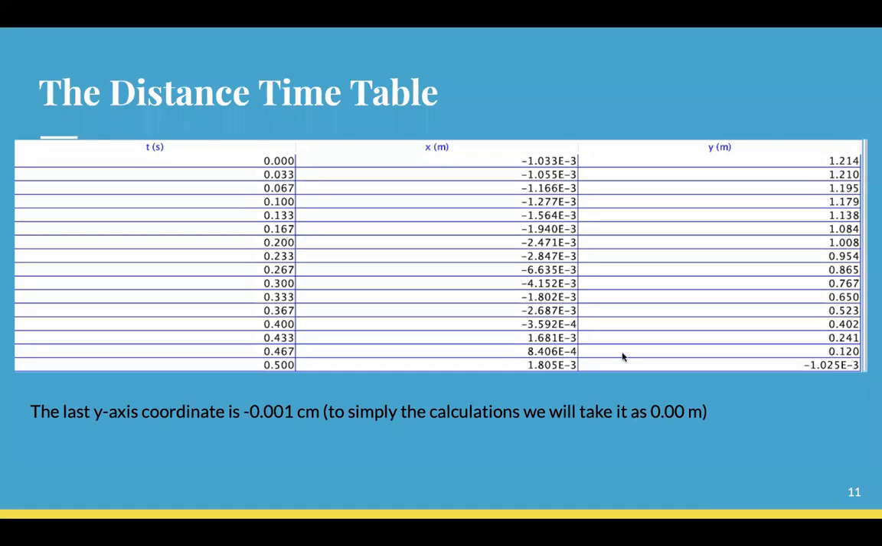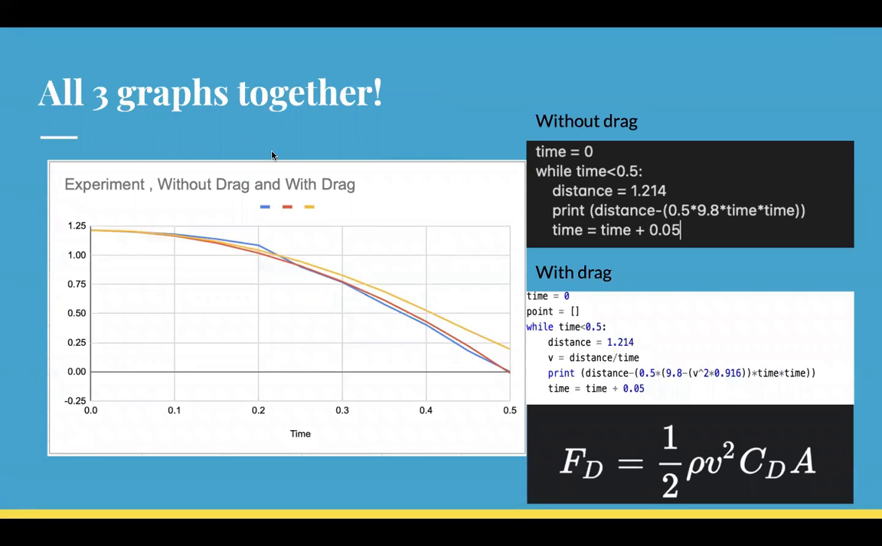The distance-time table from Tracker. These are all three graphs put together: the experiment, the one with drag, and the one without drag. The experiment is in blue, where we can see there's a little bit of variation, but it more or less converges with the one without drag. However, with the one with drag, eventually, when the air resistance, the drag, is equal to the gravitational force, the slope becomes constant, as can be seen here.